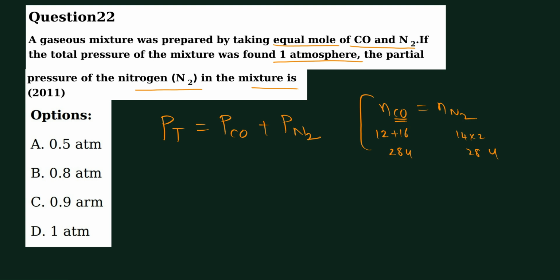We need to find the pressure of the nitrogen. This pressure of carbon monoxide, can I replace it with the pressure of nitrogen? Why? Because both are creating the same pressure, right? Pressure of nitrogen plus pressure of nitrogen, how much is it? 2 times the pressure of nitrogen. What is the total pressure of the system given here? 1 atmosphere. So the 2 you take this side, it will become by 2. So 1 by 2 value is how much? That is 0.5.